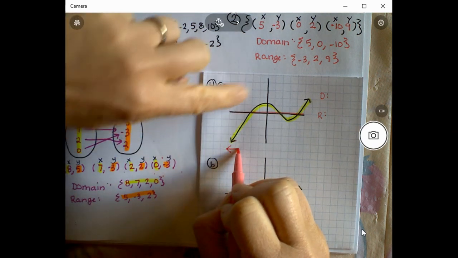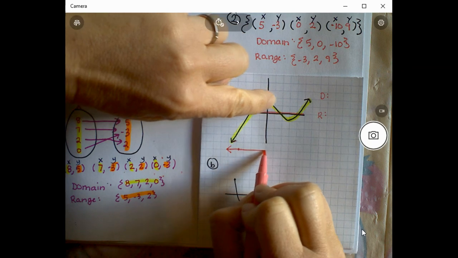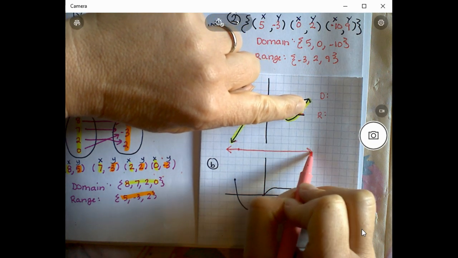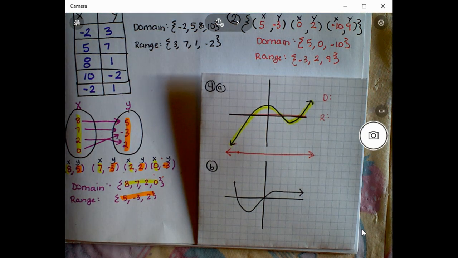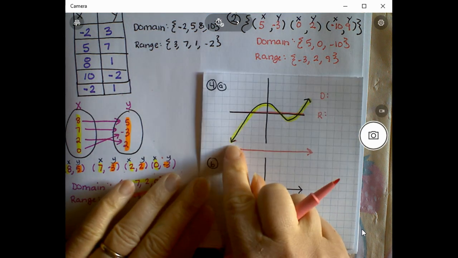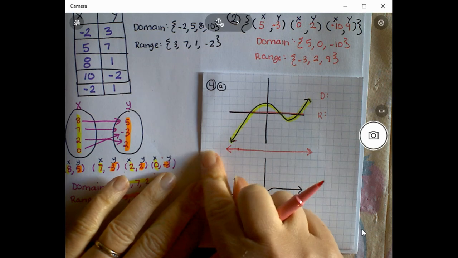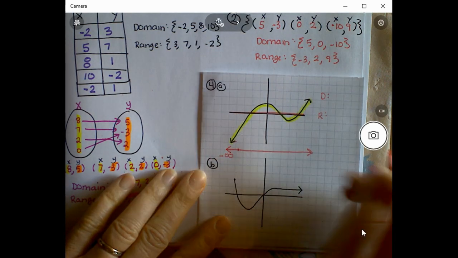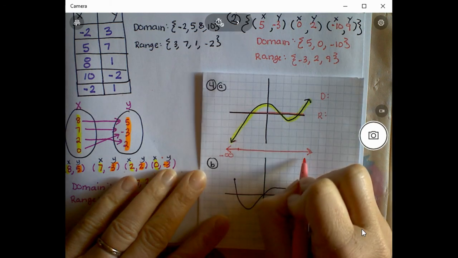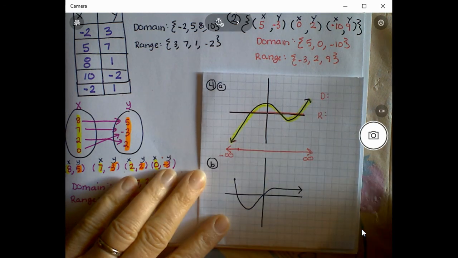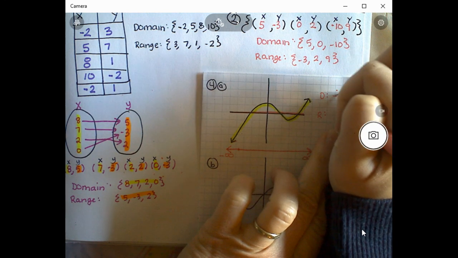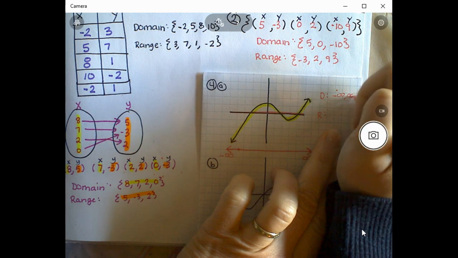So see, I keep seeing it. There's still a picture. Oh, it ended with an arrow. Okay. If there's an arrow going this way, that means negative infinity. If there's an arrow going this way, it means positive infinity. So the domain of this one is going to go from negative infinity to positive infinity.